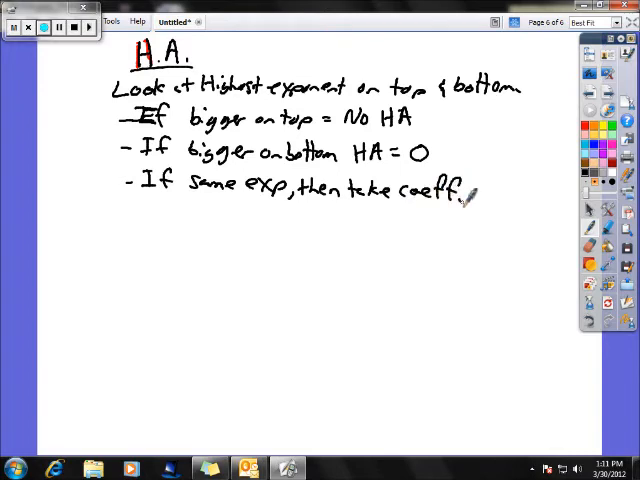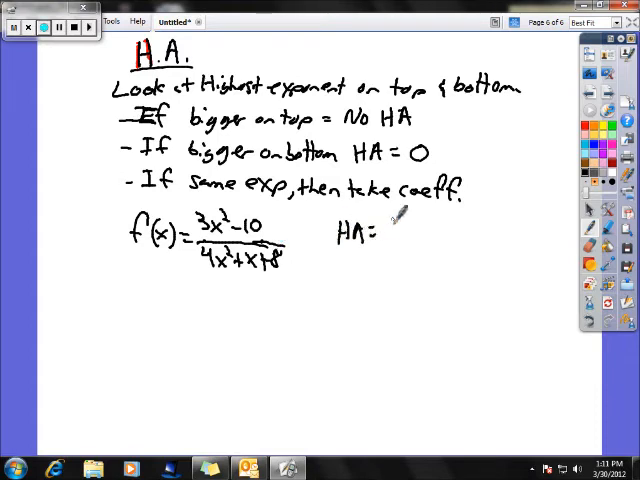Okay. So if I had f of x is equal to 3x squared minus 10 over 4x squared plus x plus 8, if I want to find the horizontal asymptote of that, I look at the exponents. They're the same. So the horizontal asymptote is 3/4.